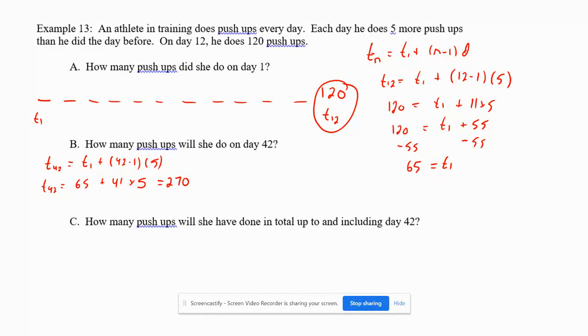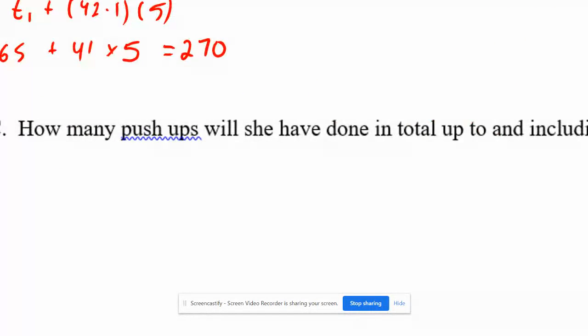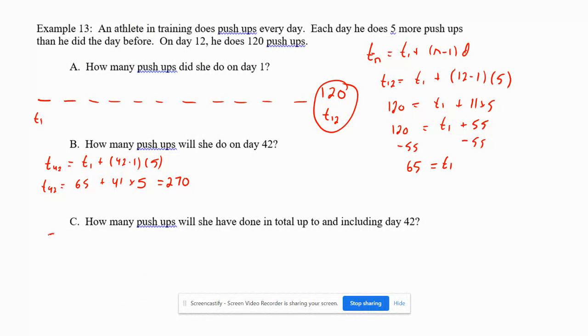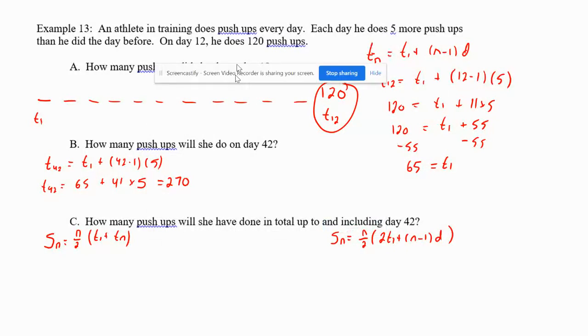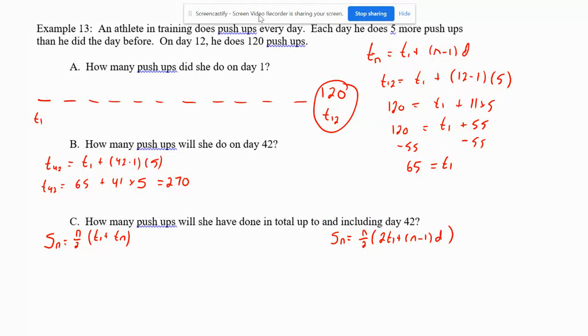How many push-ups will he have done in total up to and including day 42? So this is going to be the sum of all these push-ups over here. So guys, if we're looking for a sum, that means we want to use our series formula. I'm going to do this question twice here, guys. I'm going to use both formulas and show you that they both work.